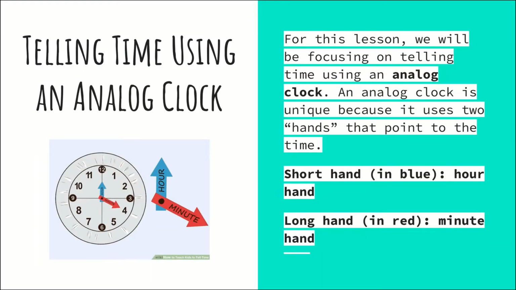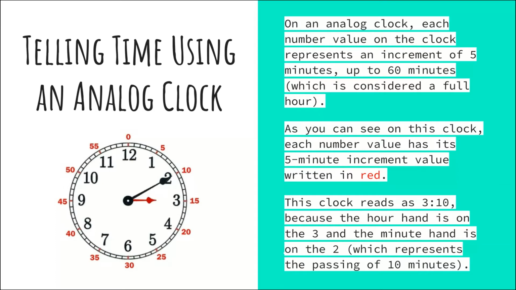So, telling time using an analog clock. As I said earlier, the short hand is the hour hand. Remember that: short hand, hour hand. The long hand, which in this example here is in red, is the minute hand. So long hand, minute hand.